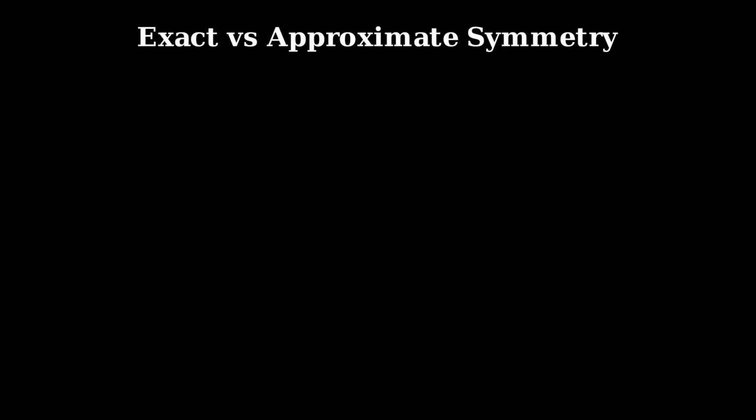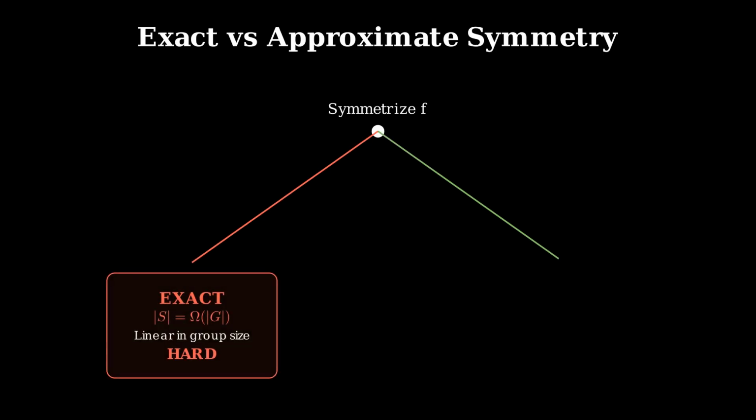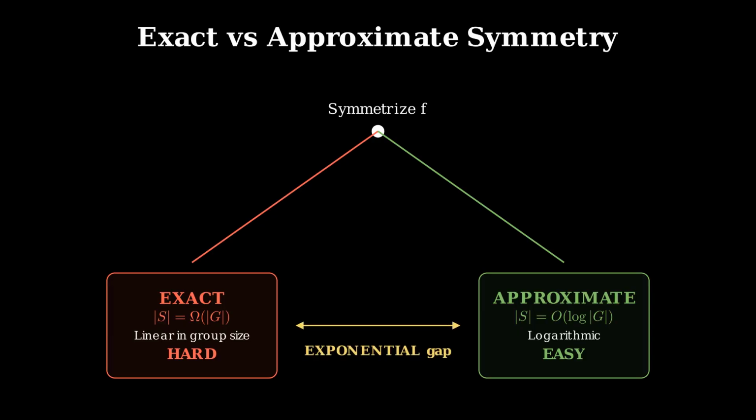Now a remarkable negative result. What if we demand exact equality instead of just approximation? The condition, the full group average must exactly equal a weighted partial average, for all functions in a given class F. The theorem proves an exponential separation. For polynomial function spaces, exact symmetry via averaging requires a subset of size linear in the group, essentially as hard as using the full group. But approximate symmetry only needs logarithmic size. The gap between them is exponential.